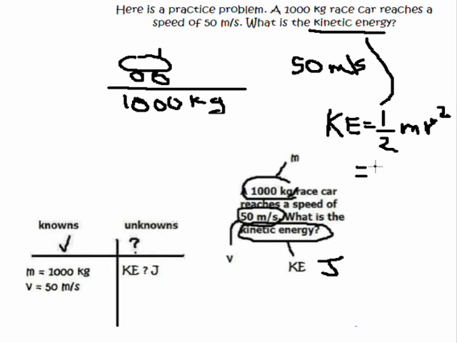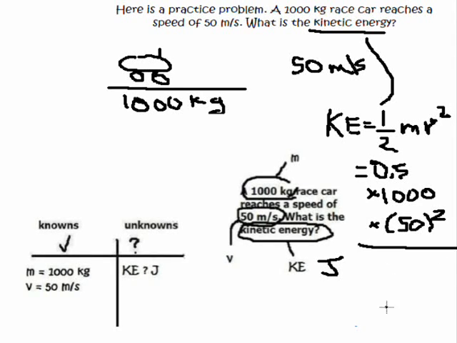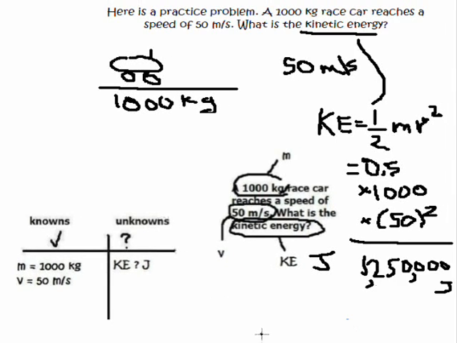So I have 1/2, which is just 0.5, and we're going to multiply that by the mass, which is 1,000. And then we're going to multiply that by the speed squared. Be careful, only square the speed, not the whole 0.5 times 1,000. So when we do that, we get, alright, so when we multiply 0.5 times 1,000 times the speed squared, we end up with 1,250,000 joules of energy.